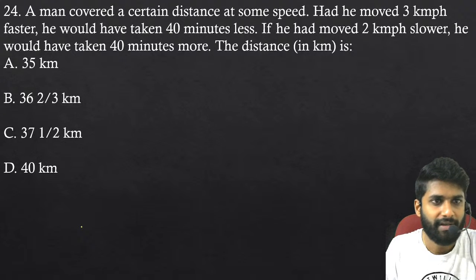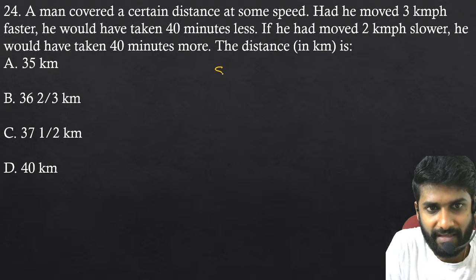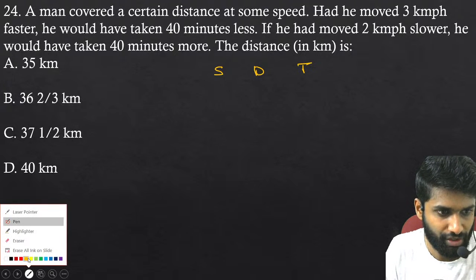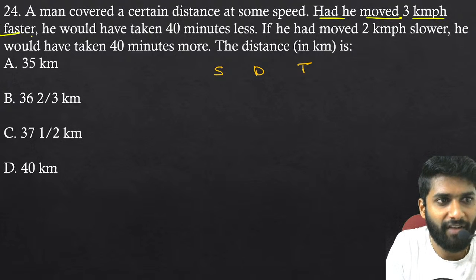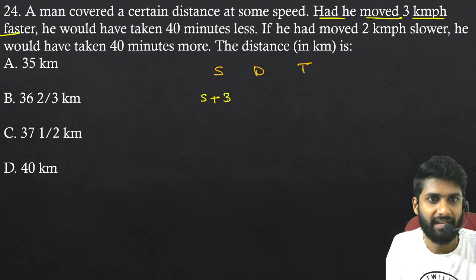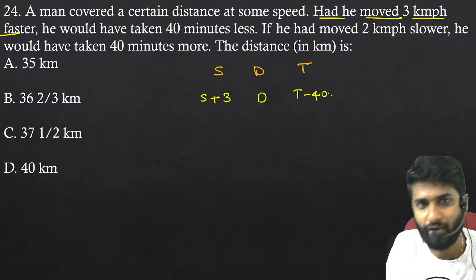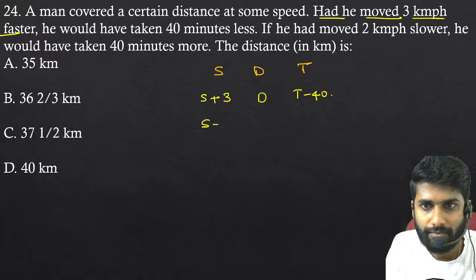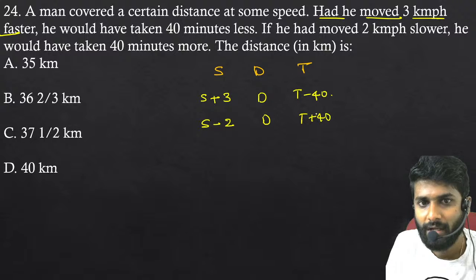Now see, this is the question. A man covered a certain distance at some speed. There is a speed, a distance, and a time. Had he moved 3 kilometers per hour faster, he would take 40 minutes less time. The distance is constant. If he moved 2 kilometers per hour slower over the same distance, it takes 40 minutes more. Now what is the distance?